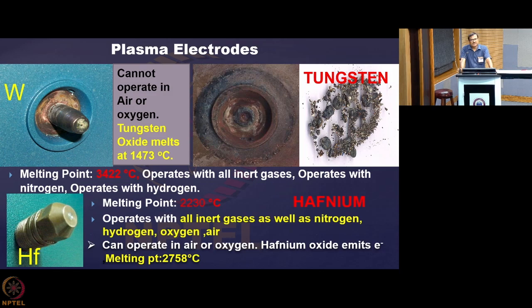The moment the tungsten oxide is formed, its melting point is only 1473 degrees centigrade. You just note, the melting point of the metal is 3422 degrees centigrade, and when it becomes oxidized, its melting point reduces drastically. It is just 1473 degrees centigrade. So the melting point has reduced by nearly 2000 degrees centigrade. So that is a tremendous drop.